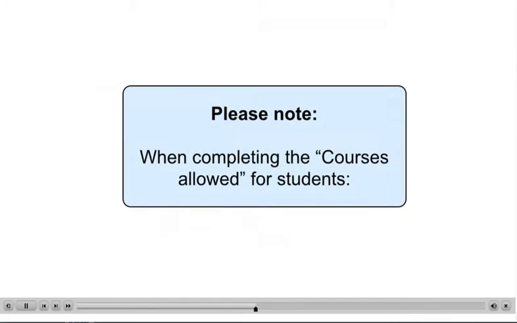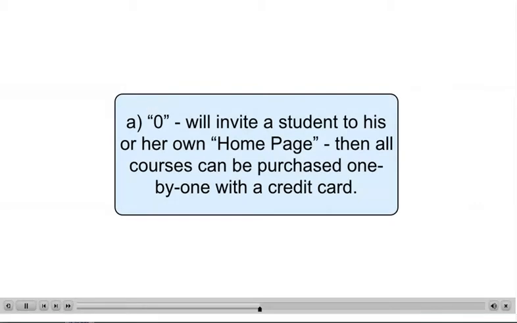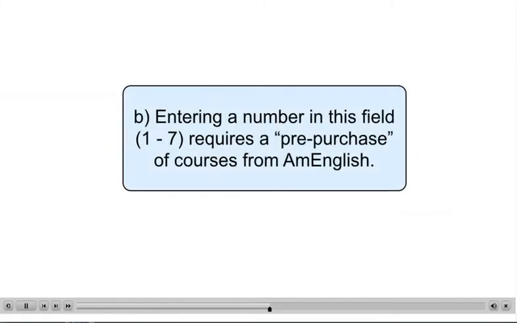When you fill in the Courses Allowed field, if you enter 0, this will invite the student to his or her own home page. Then all courses can be purchased individually by the student with a credit card. Entering a number in this field requires a pre-purchase of courses from amenglish.com.